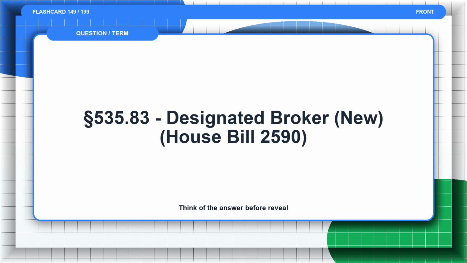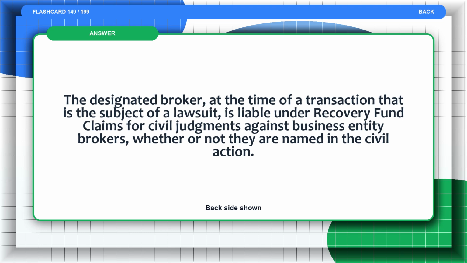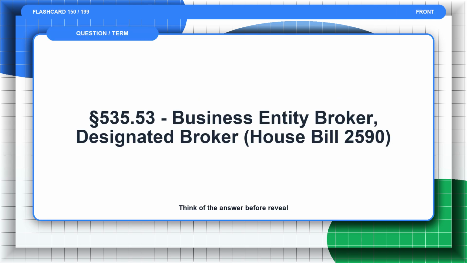Flashcard 149. Section 535.83 Designated Broker, new House Bill 2590. Pause and think of the answer before the reveal. The answer is, the designated broker, at the time of a transaction that is the subject of a lawsuit, is liable under recovery fund claims for civil judgments against business entity brokers, whether or not they are named in the civil action.